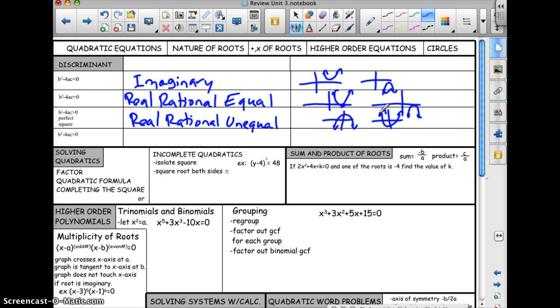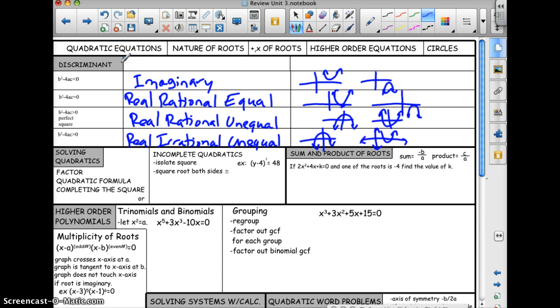And then b squared minus 4ac greater than 0 and not a perfect square, then it's real, irrational, and unequal. Because then you're going to have something like the square root of 5 or the square root of 7. You're going to do plus or minus the square root of 7. So that gives you an irrational number. And that really doesn't look any different than when I have two real rational roots when you look at the graph. Okay? Solving quadratics.